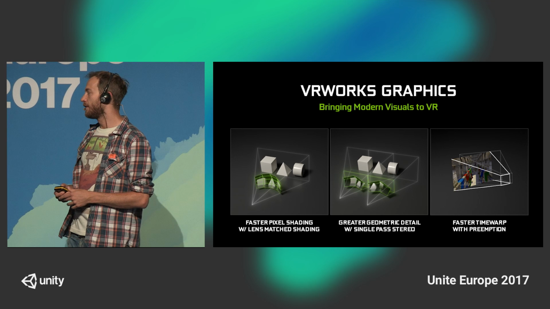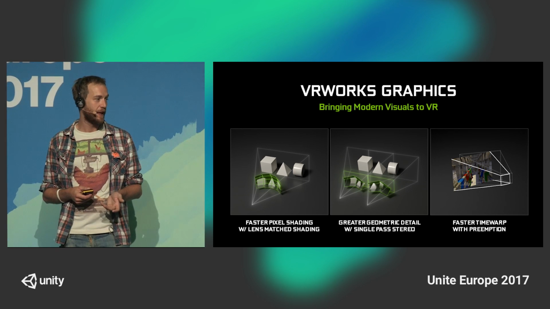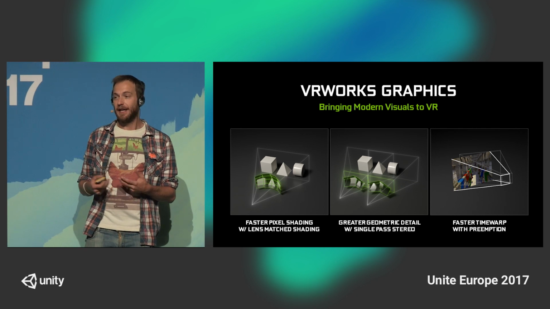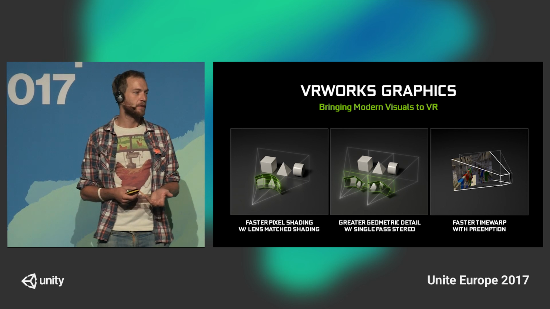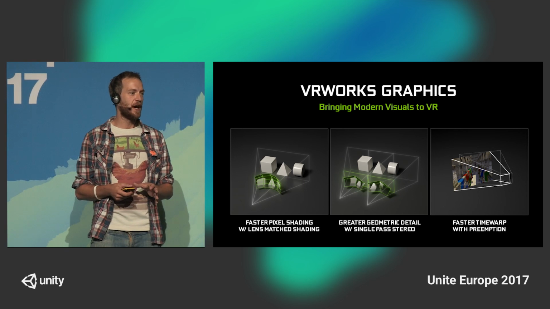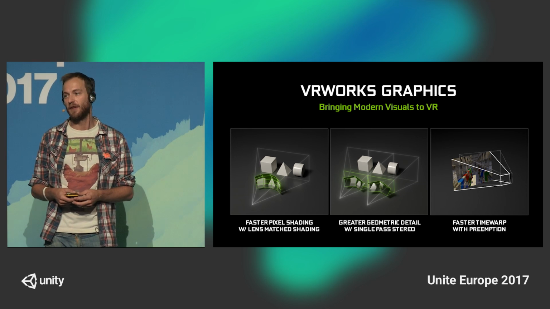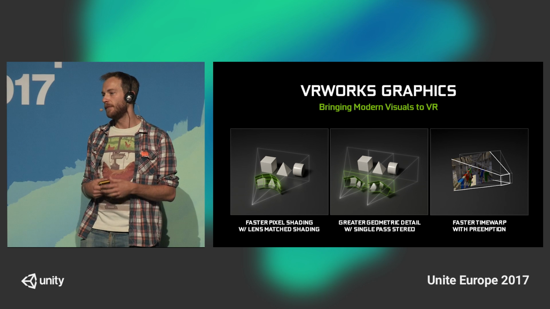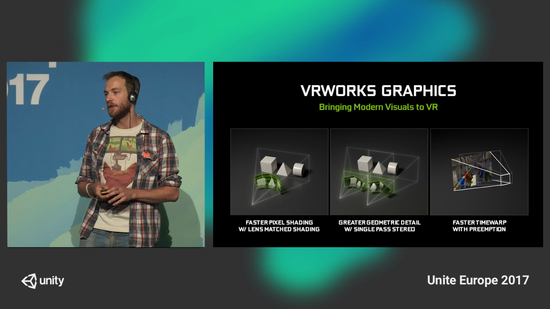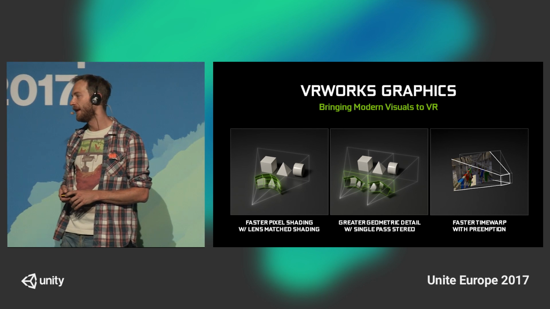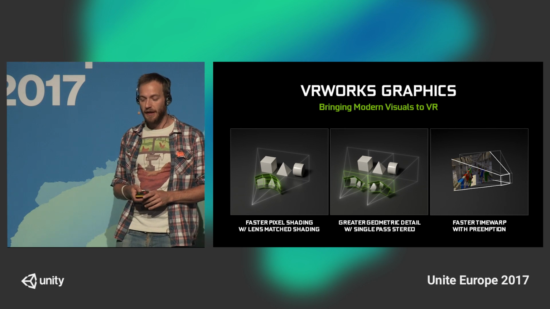So this gives you a little bit of an overview of what we're doing. We're putting less load on the pixel shader with lens matched shading, and we're also putting less load on the geometry part of the pipeline because we're using single pass stereo. And these two things alone in most of the apps free up 20 to 30% of performance. So instead of going in and doing a lot of optimization steps, you can get up to 30% performance right out of the bat by just essentially getting VRWorks running in Unity.